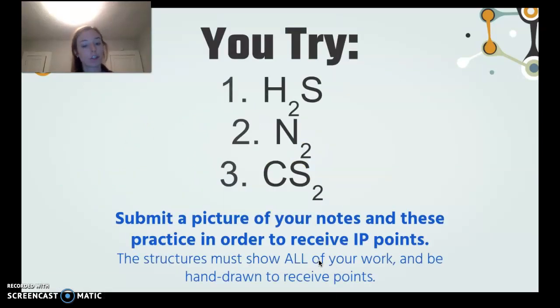Now it's your turn to try 3 examples. Make sure when you do these examples that you show all 6 steps labeled in your notes in order to get credit for the homework. Just a reminder, your Lewis dot structures must be handwritten. And again, all your work must be shown. Make sure to take a picture that is not blurry and clear for your teacher to see, and then submit it to Google Classroom.